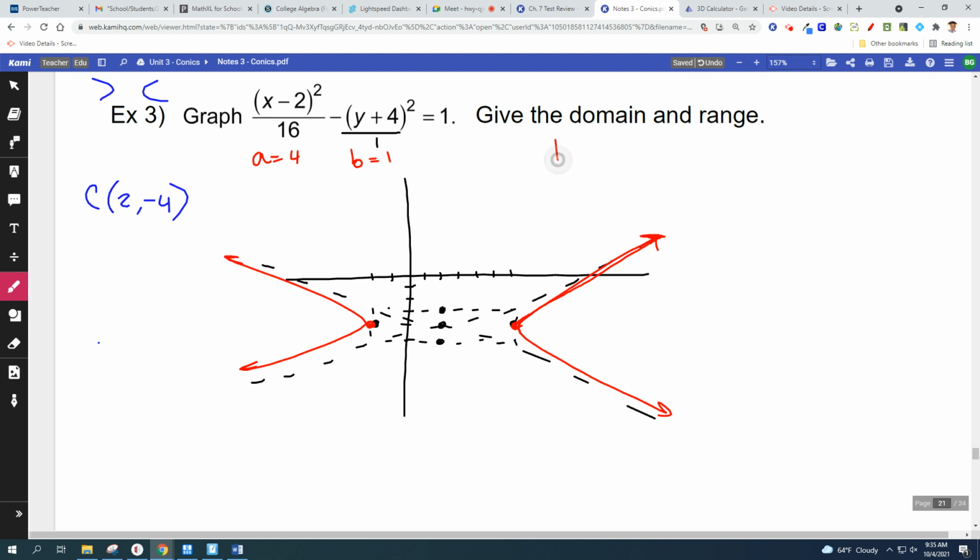Domain goes from negative infinity to, what's that number right there? -2. Your X number is -2. Unioned with this X number over here, 1, 2, 3, 4, 5, 6. That's 6 to infinity. And then your range, talk about the Y numbers, is going to be everything.